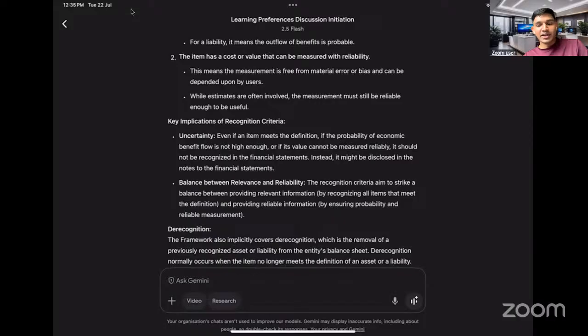Balance between relevancy and reliability. The recognition criteria aim to strike a balance between providing relevant information by recognizing all items that meet the definition and providing reliable information by ensuring probability and reliable measurement. Then we will see de-recognition.